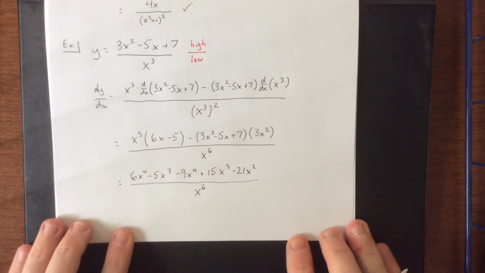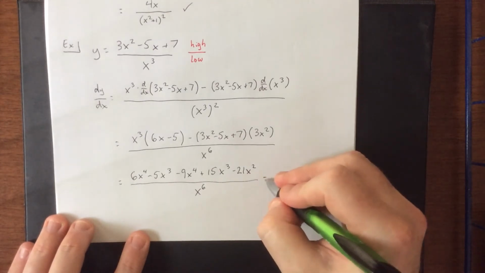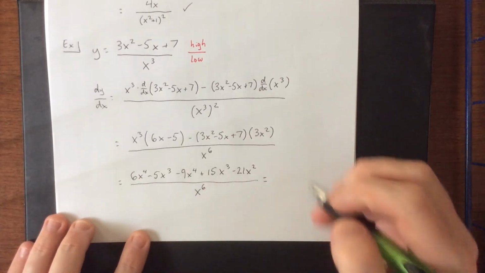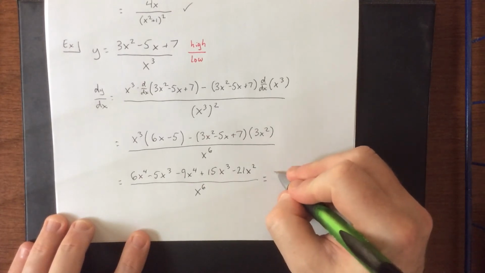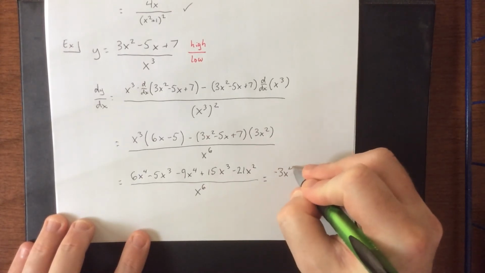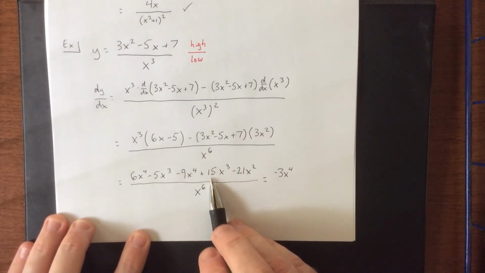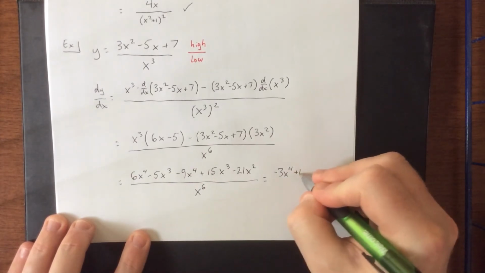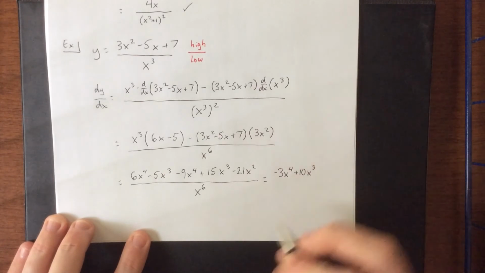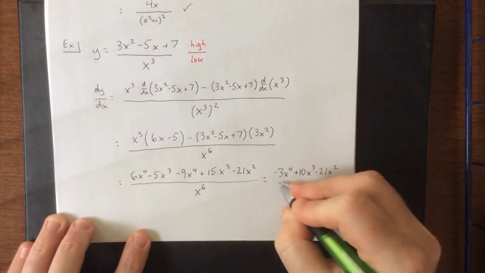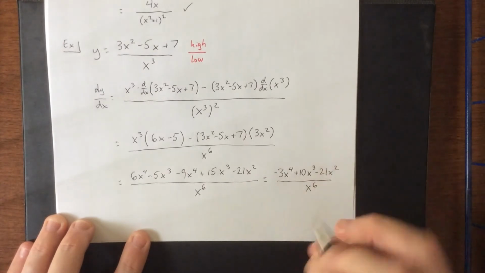Running a little low on space here, so I'm going to combine like terms over here. So I see 6x to the 4th minus 9x to the 4th. That'll be negative 3, x to the 4th. For x cubed, I see minus 5 of them here, plus 15 of them here. That'll be plus 10x cubed. And then we still have a leftover minus 21x squared. All still over x to the 6th.